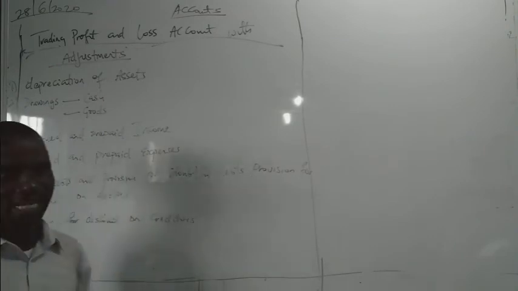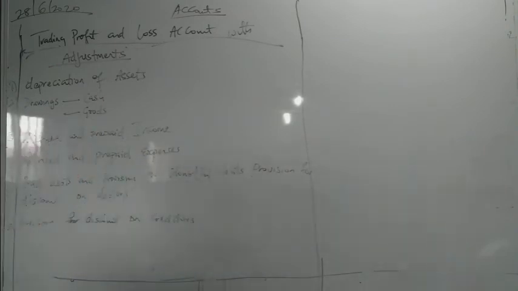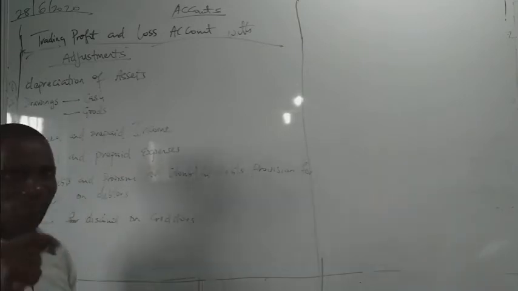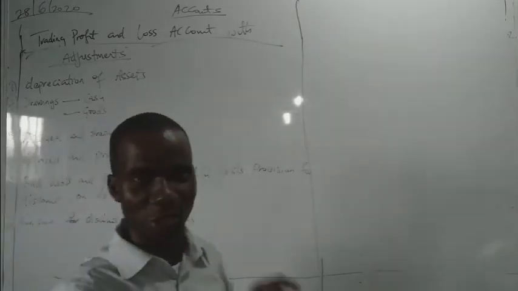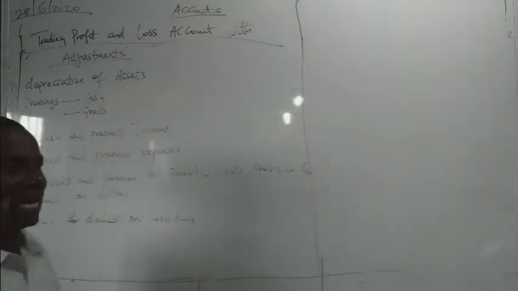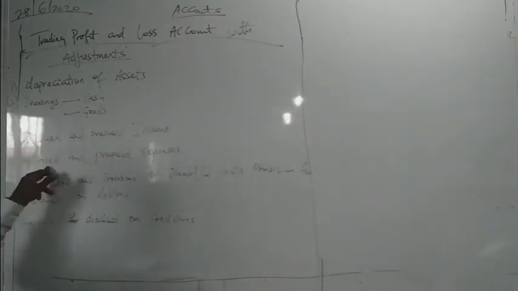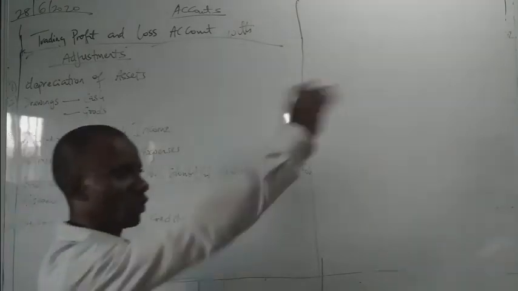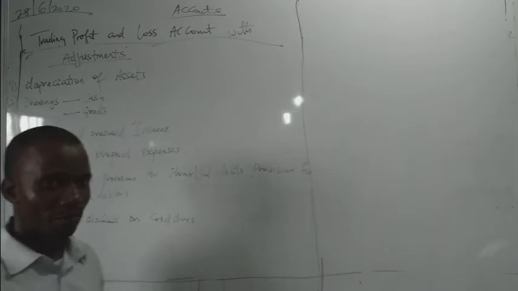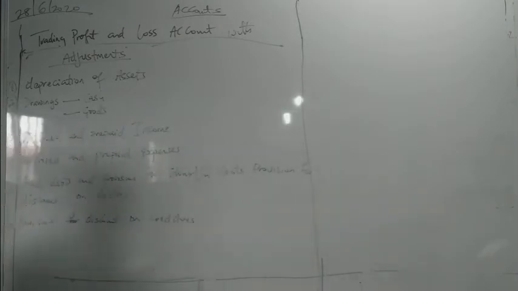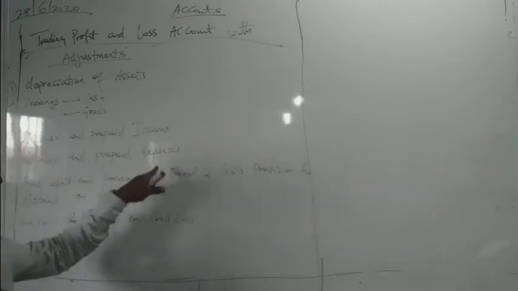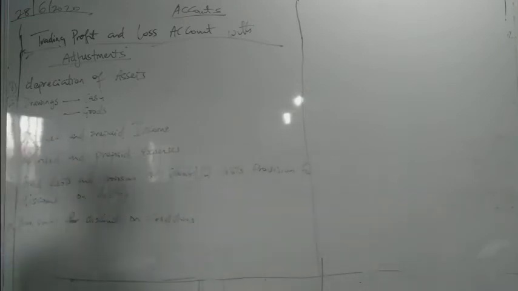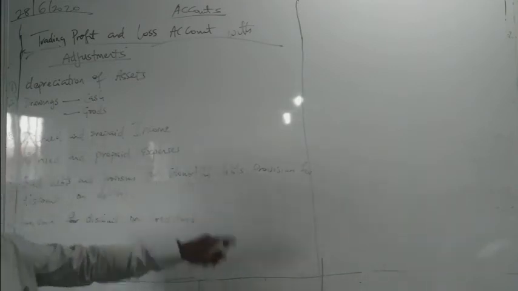Accrued and prepaid expenses. Just as in this case, accrued expenses are expenses you are supposed to have made that are due for payment, but you have not yet paid. That expense is accrued. But prepaid expenses are expenses for the next accounting year that you have paid in advance. Prepaid expenses are always deducted, while accrued expenses are added. Then bad debt and provision for doubtful debt.